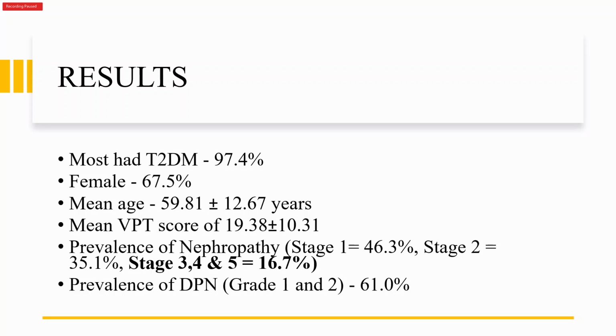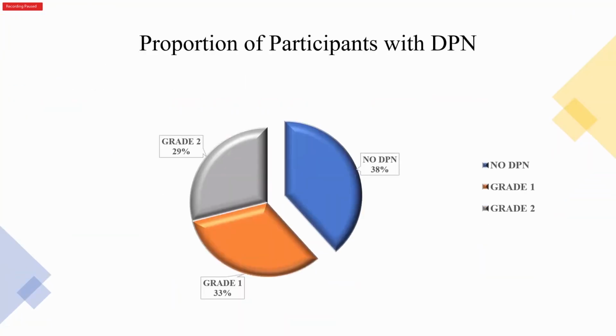The prevalence of nephropathy, especially stage 3, 4, 5, was 16.7%. And the prevalence of diabetic neuropathy, both grade 1 and 2 together, is 61%. So this pie chart is just showing us the grading of our participants with diabetic neuropathy. We can see that it's only 38% that do not have neuropathy.